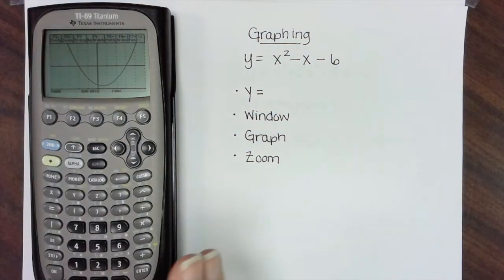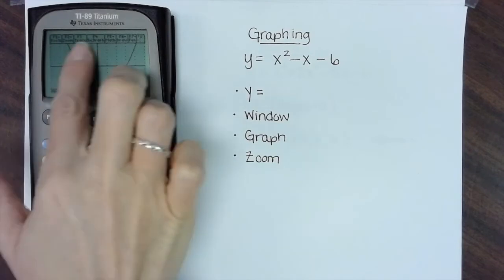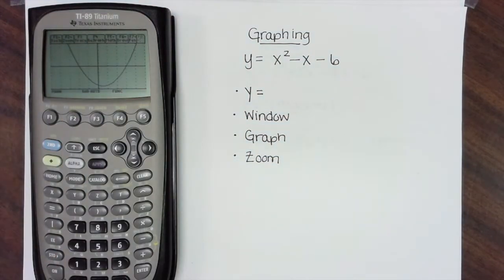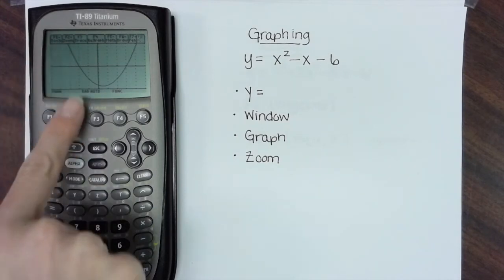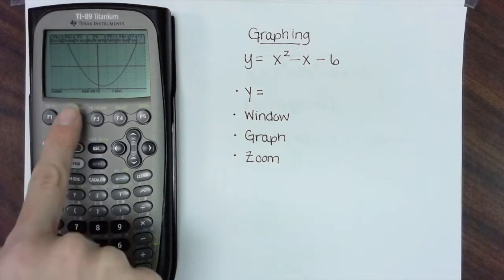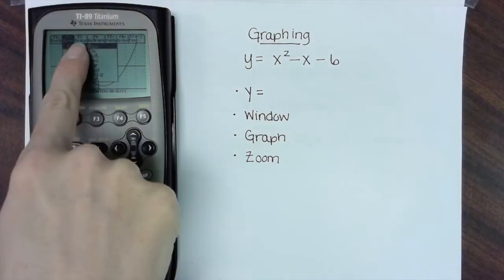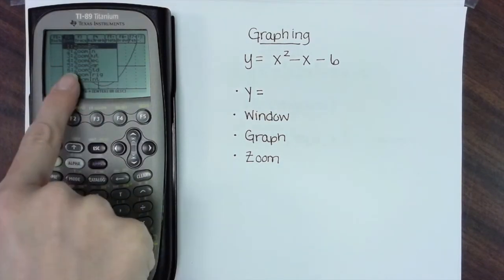Now, if you want, from this screen, you can change your view of that graph. I want to show you the zoom feature. If you look at the top of the screen, zoom is labeled as F2. So from this particular screen, the graph screen, if you hit F2, you have a whole bunch of different ways you can zoom. I usually like to choose number 6, which is zoom standard.